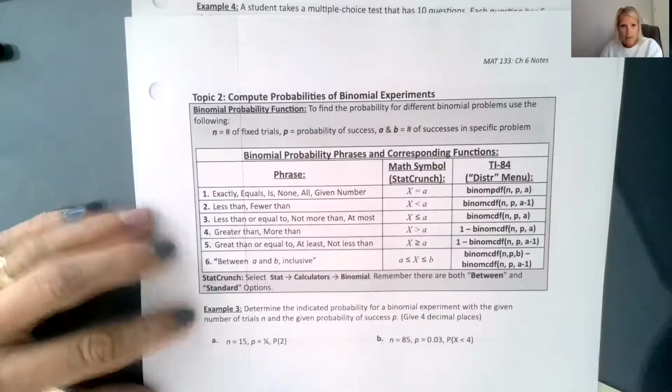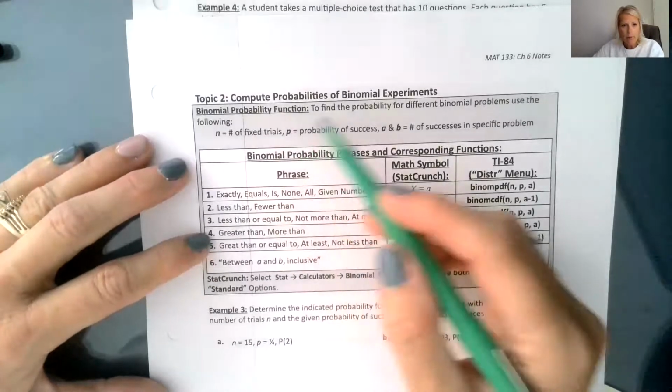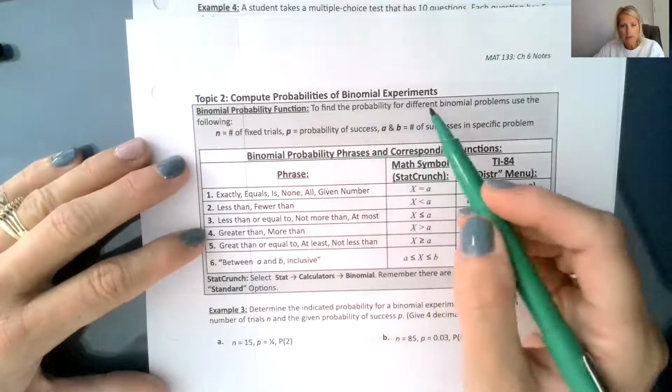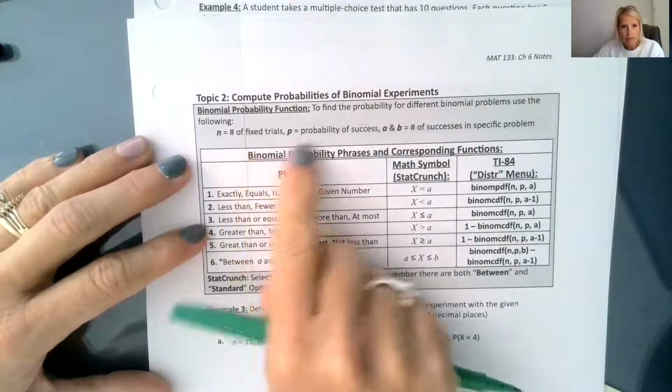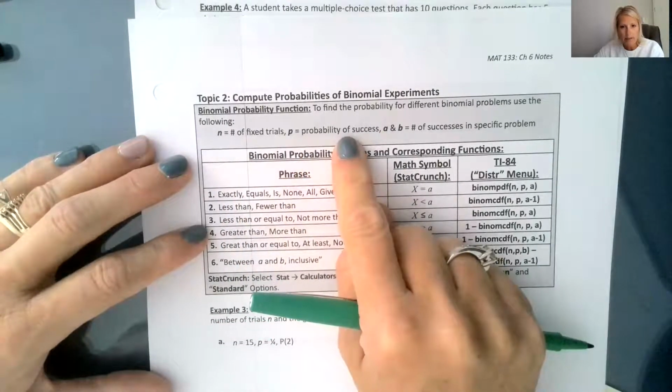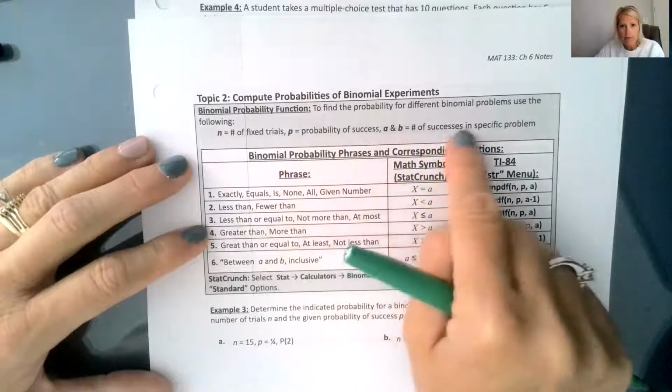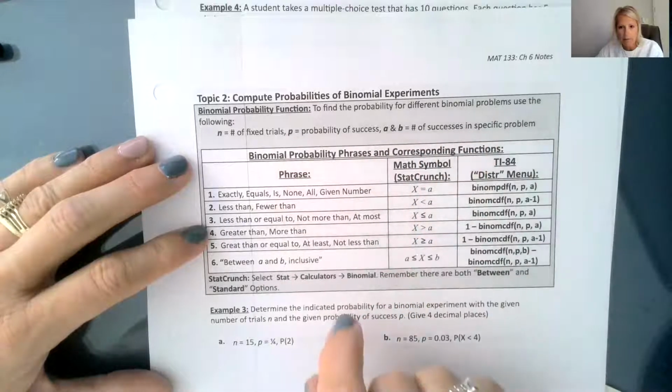So let's look at the next page here. The next page says, if we have a binomial probability function, to find the probability for different binomial problems, use the following. N is the number of fixed trials, P is the probability of success, A and B are the number of successes in a specific problem.